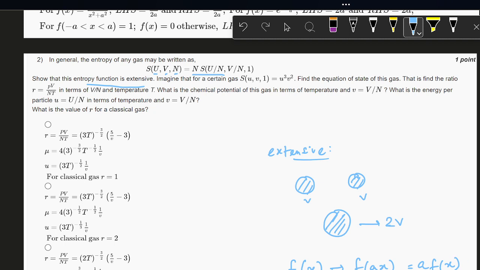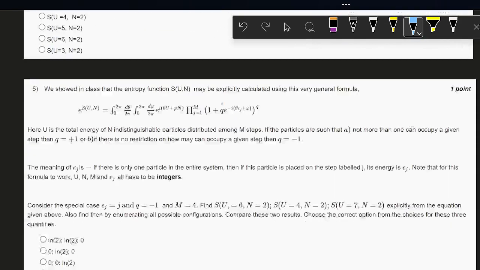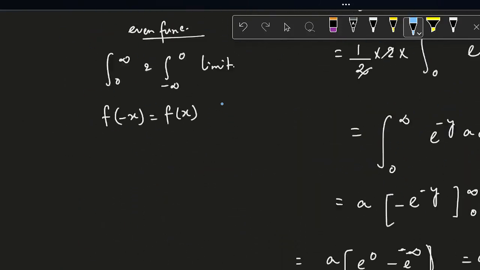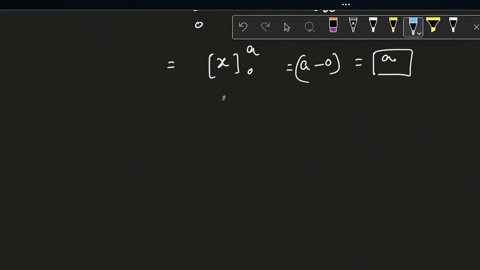So this is the check that you can also use to see whether a quantity that you have been given is extensive or not. For this case you have to check this with the entropy function that is already given to you. First let me solve this, and then we'll get to the next parts of the same problem.